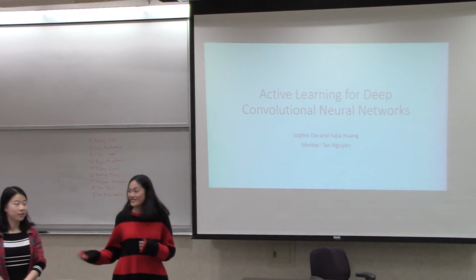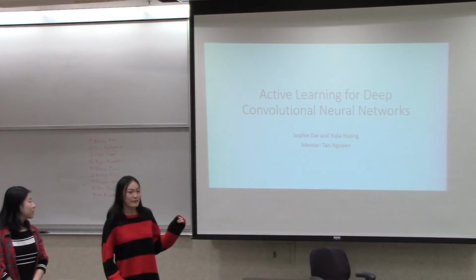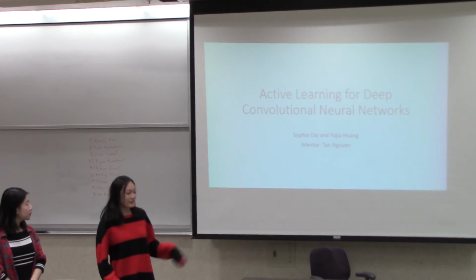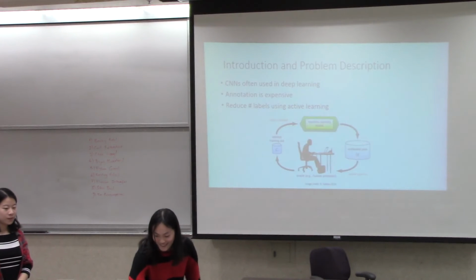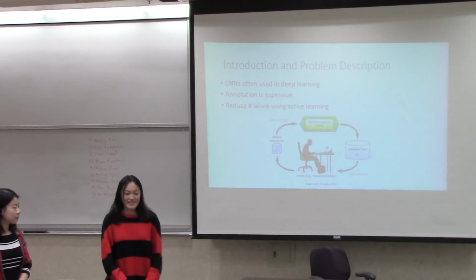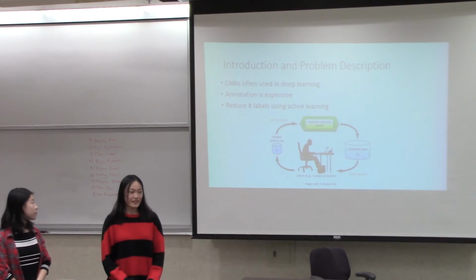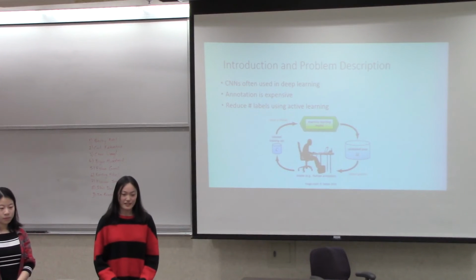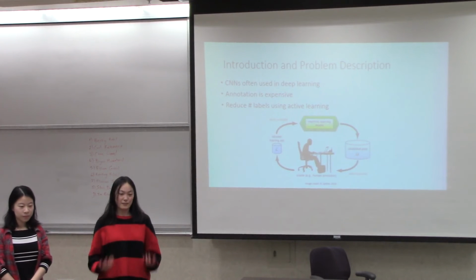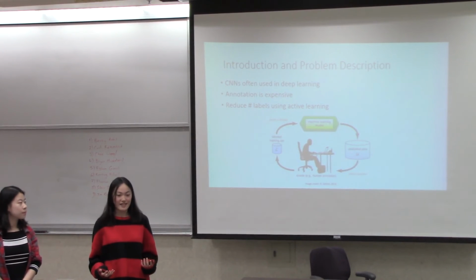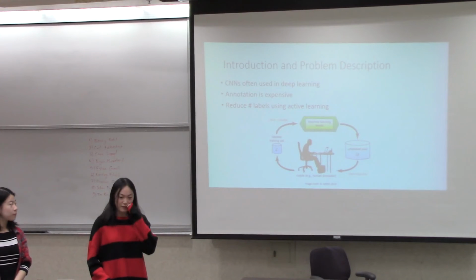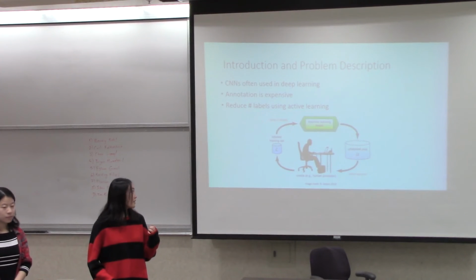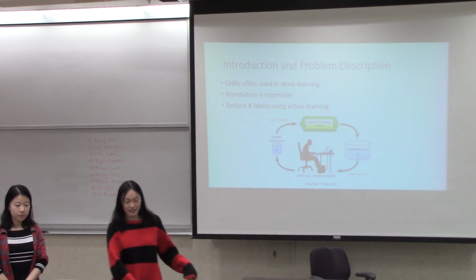I'm Sophie and this is Vita, and we're working with our mentor Ken on active learning for a deep convolutional neural network. As we know, CNNs are often used in deep learning, especially with supervised prediction of images. But to have supervised learning, we need a really large data set, which can be expensive to annotate. What we want to do is reduce the number of labels using active learning.